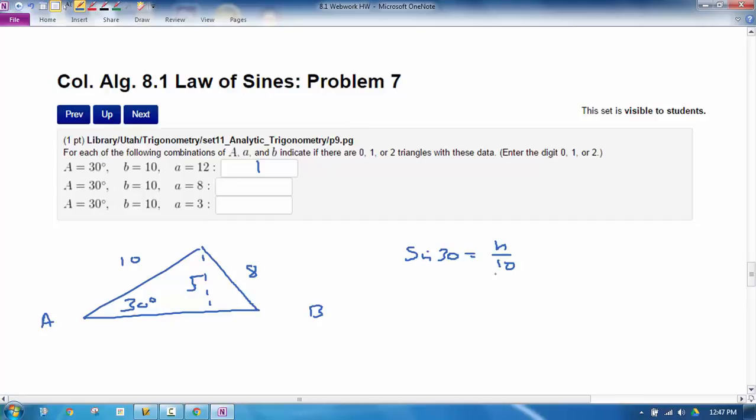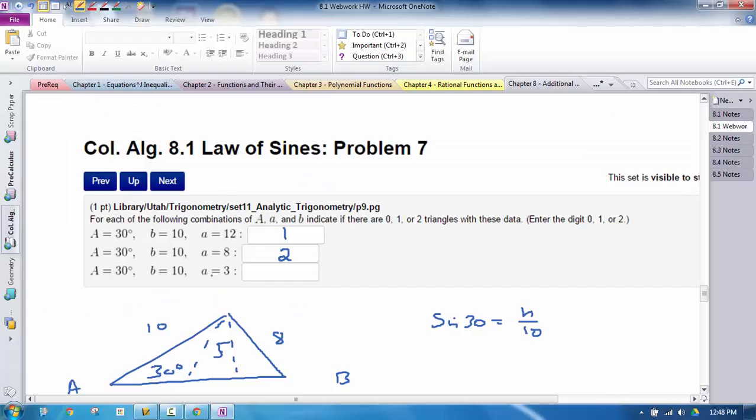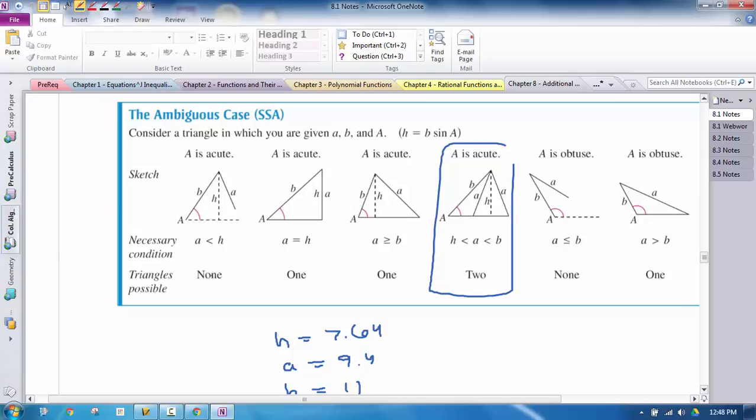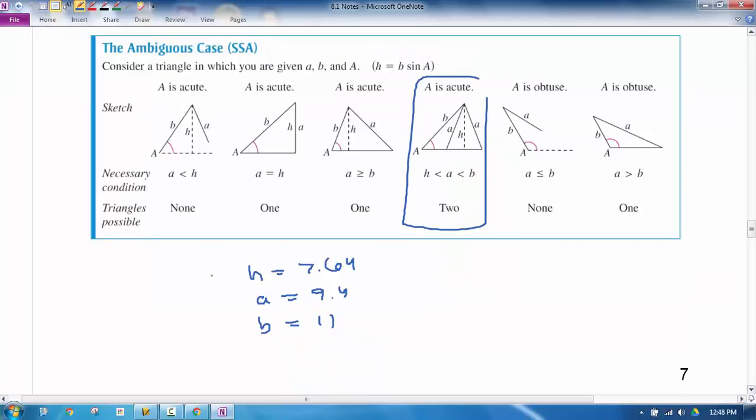Okay, so if you find the height of this triangle now, what you'll find is the height is 5. And it turns out that we can make 2 triangles from this then. We could swing this leg over here and make a second triangle over here. So I'm going to put 2 triangles here. Now, you might remember this from the notes. If you go back to the notes, this was what I gave you for this right here. If the height of the triangle is smaller than both legs, and it's an acute angle here, you can make 2 triangles there. So there's different ways to get to that answer, but that's probably the quickest and easiest way.